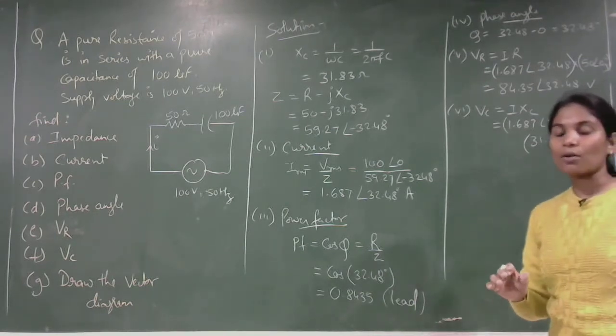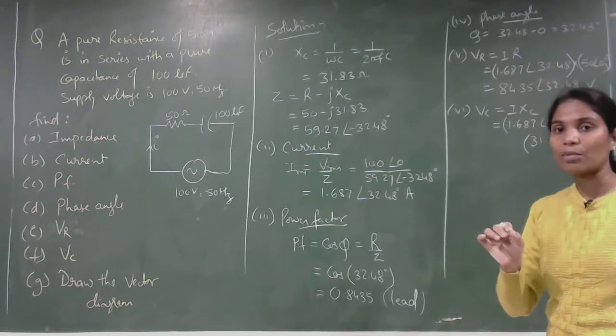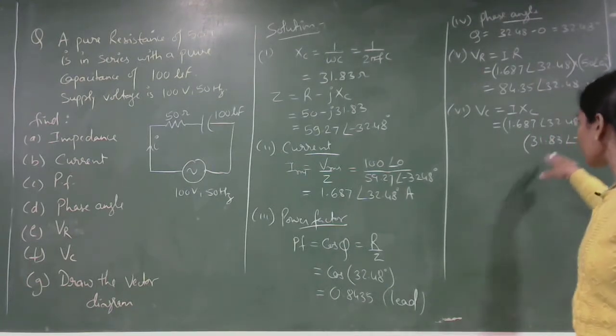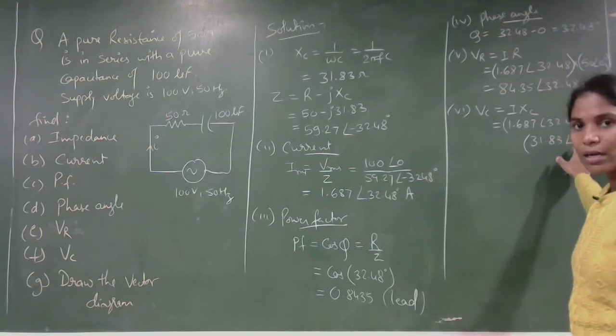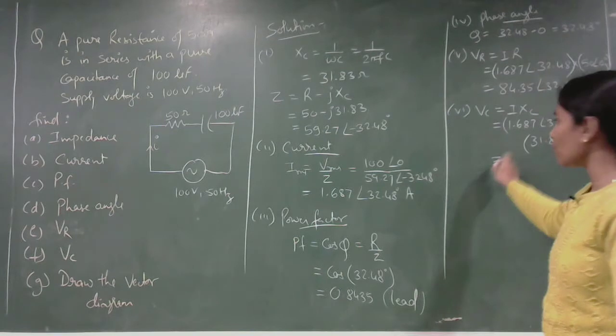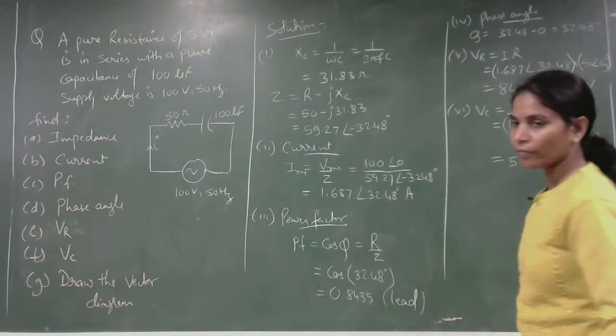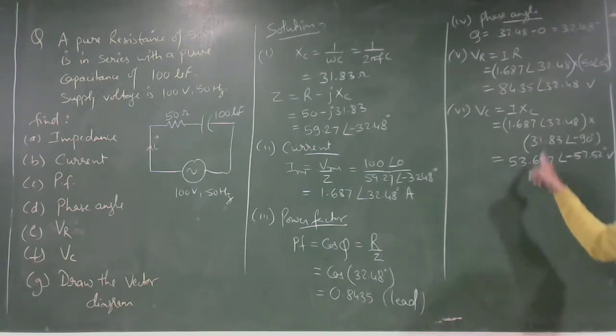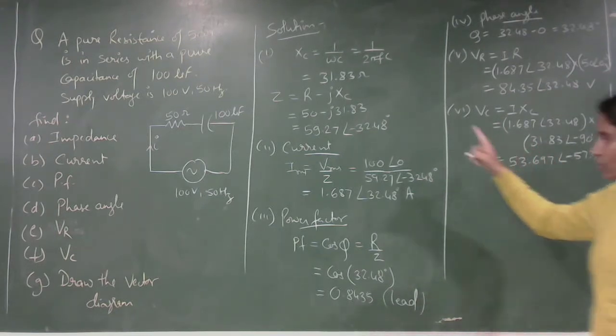XC always has a minus j operator. Minus j means the phase angle is minus 90 degree. So XC should have the phase angle of minus 90 degree here. So we'll write this minus 90 portion here. Take the product of this to get the value for VC. So this is the value coming for VC, just taking the product of these two polar forms. So this is about all these bits.